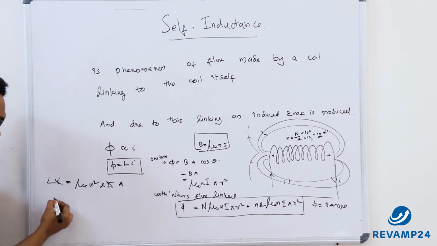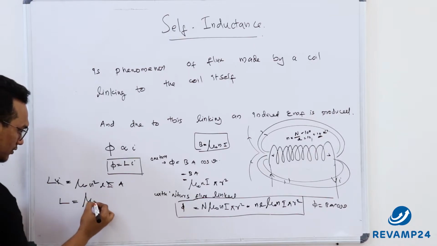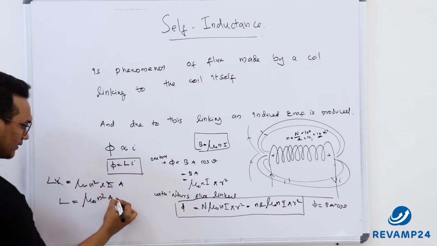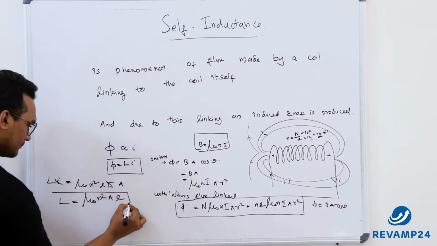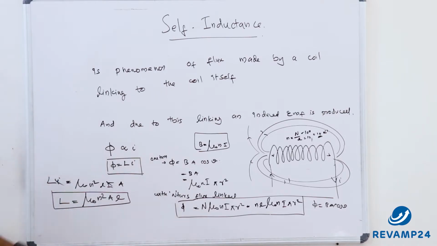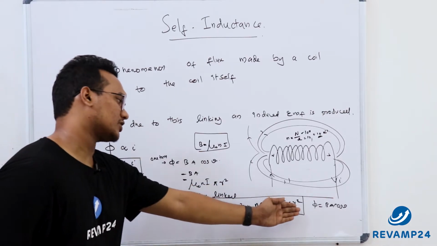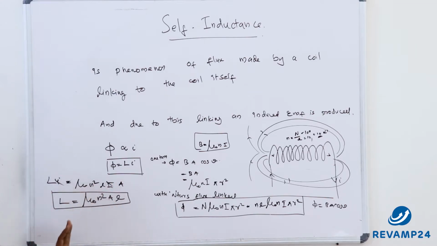So what is the equation for self-inductance? L is equal to mu 0 n square A L. A very important equation. So this A can be considered as pi r square here, and substitute here you will get. So depending on what values are given, you can use the equation.